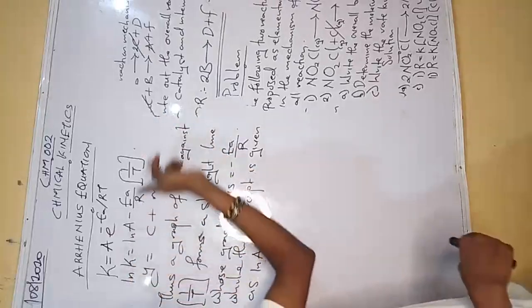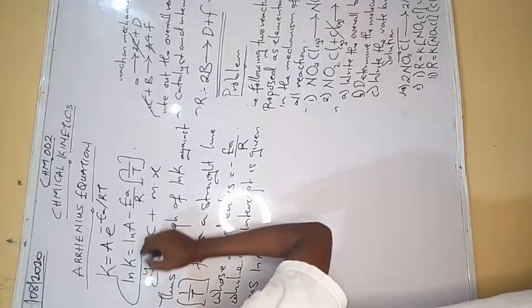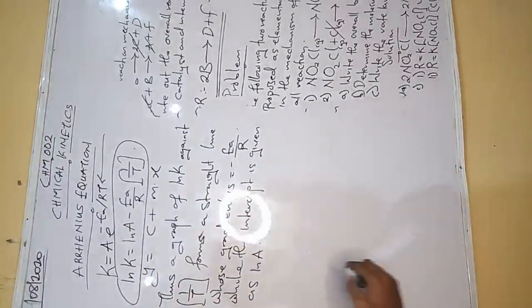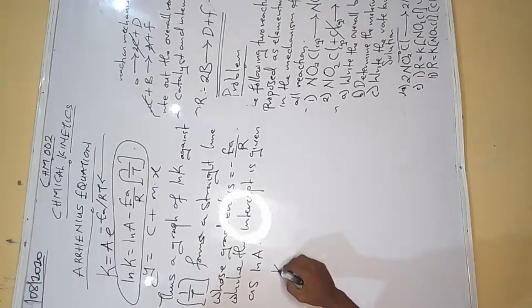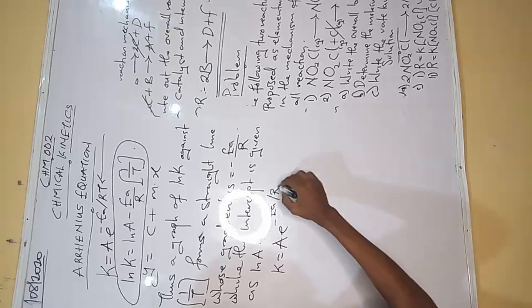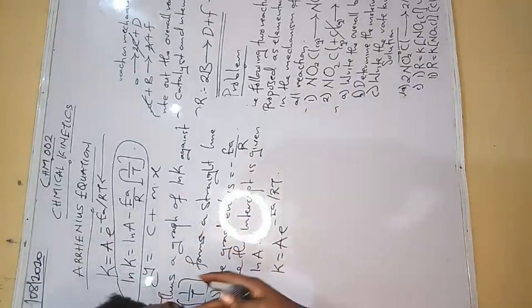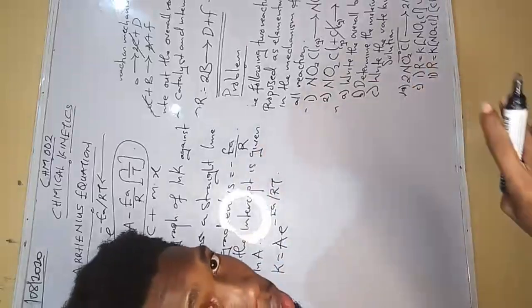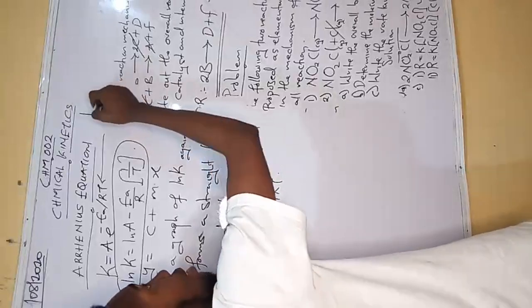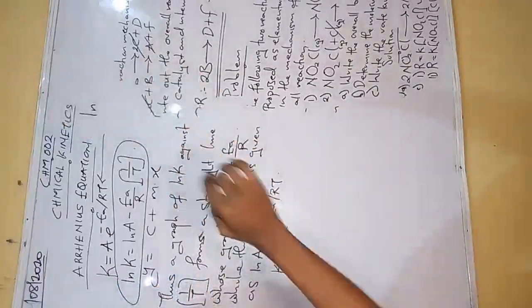They can tell you to derive this. To derive this expression here, you derive it from here. And how? Look at it. Given k = A e^(-Ea/RT), what you just do is take the natural log of both sides. Natural log means log e. This is what we call natural log, and it is treated as saying log e.